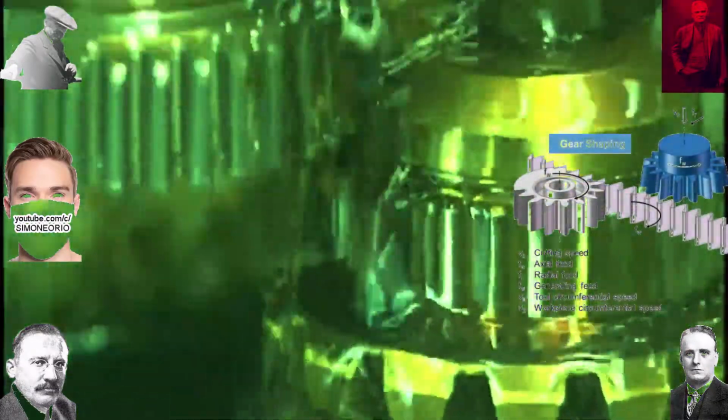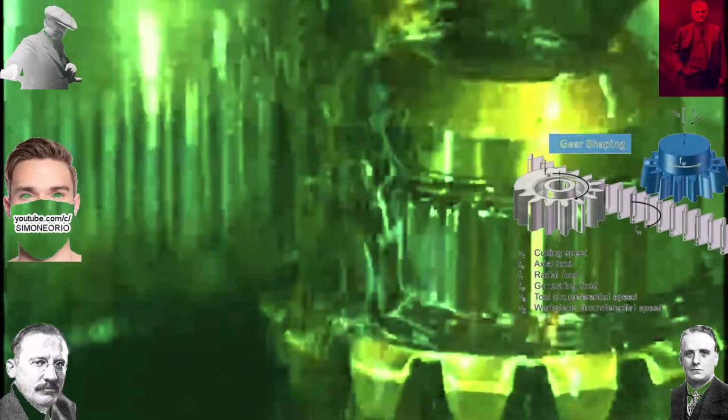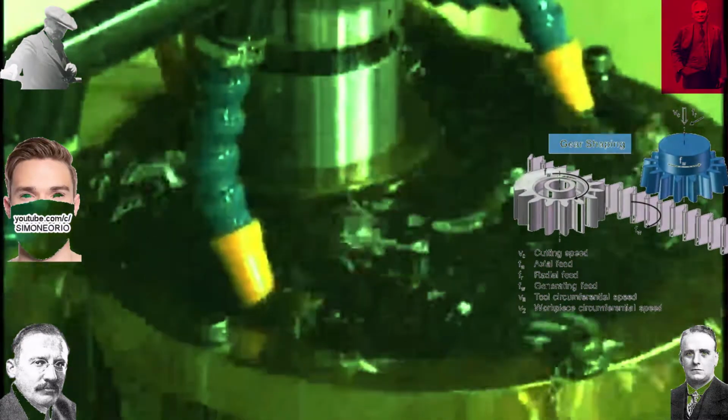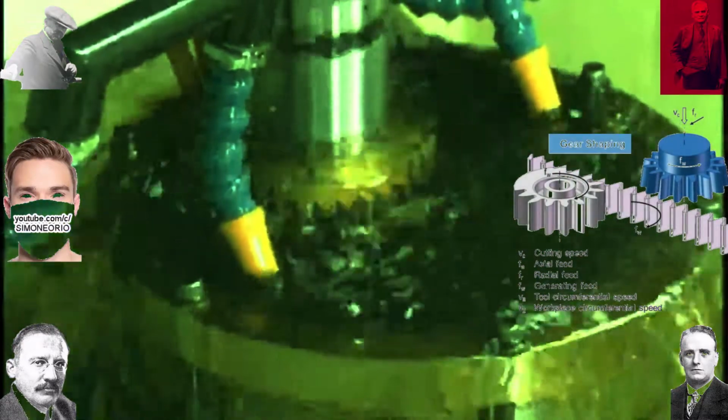Gear shapers are used to make internal gears, shoulder gears, and many other gear types that cannot be produced with hobbers. Shapers can also produce non-involute shapes, such as a cam and gear on the same shaft.